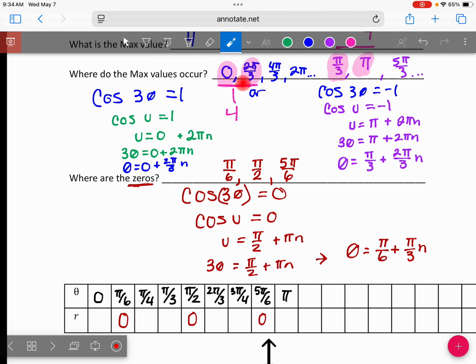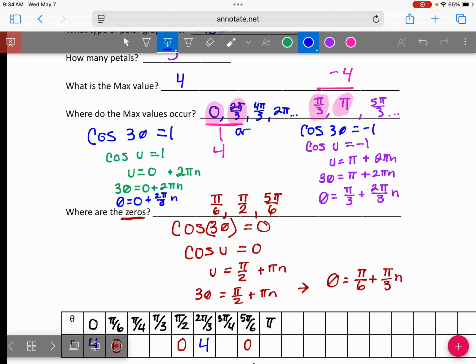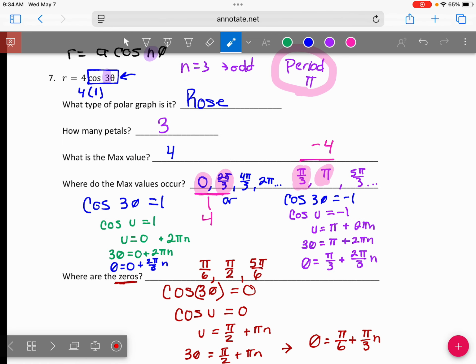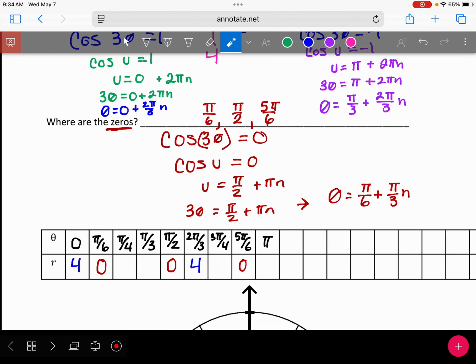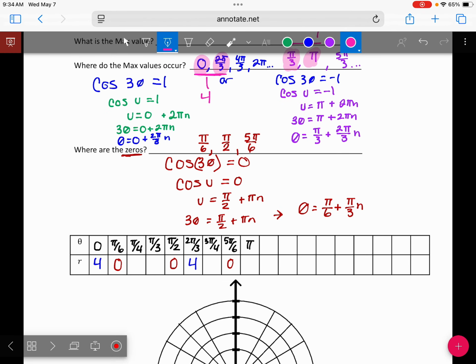I know 0 and 2 pi over 3 are going to be maximums at 4. So 0 is going to be at 4. 2 pi over 3 is going to be at 4. Because those both came from my cosine being 1. And our equation up here, 4 times 1. When our cosine was -1, so pi over 3 and pi, that would be when 4 times -1. So my pi over 3 is going to be at -4. And my pi is going to be at -4. We only have 2 empty boxes to fill in.